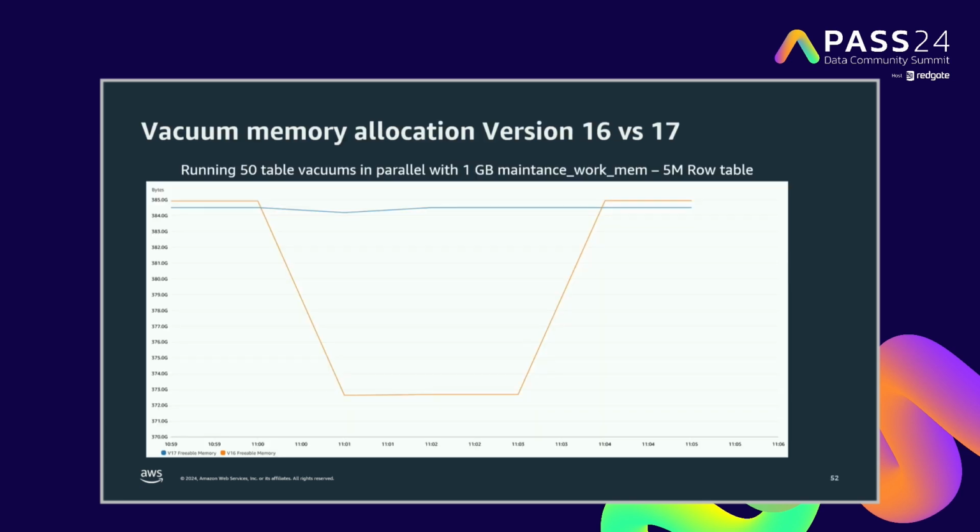The other thing with 17 is how it allocates memory. To show this, I vacuumed 50 tables in parallel with a 1 gig setting. But there's only 5 million rows, so we don't actually have a lot to vacuum. 16 used 11 gig to do this. See the sharp allocation, right? 17 only used 300 meg because it allocates now in much smaller increments. So it's much more efficient.